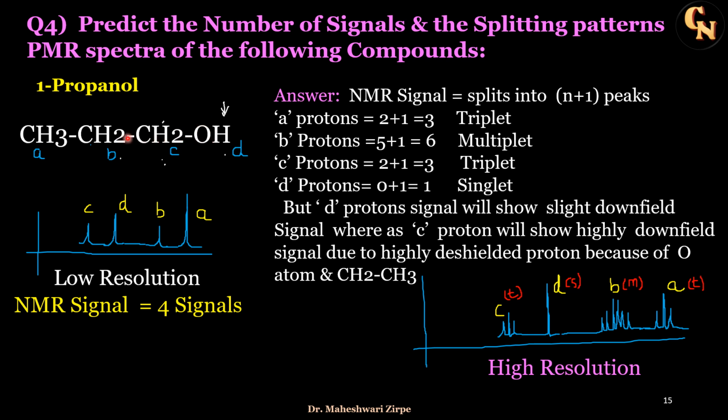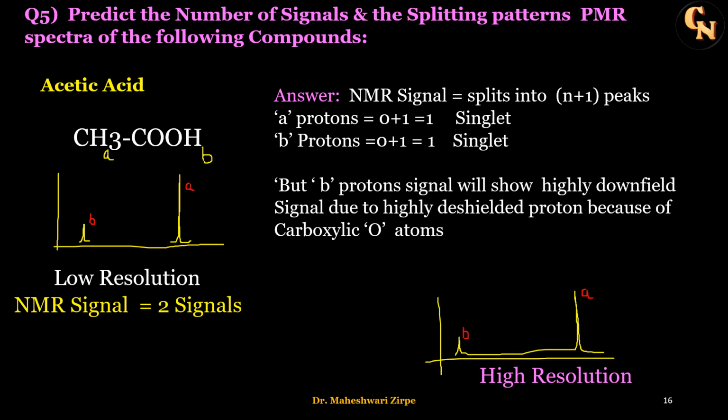One is oxygen and the other is the CH3 CH2 groups, which will also be slightly de-shielded, but they will have less de-shielding than the OH group. Okay, so this way you will see the spectrum or the splitting of NMR for 1-propanol. Now the next one is acetic acid, CH3COOH.